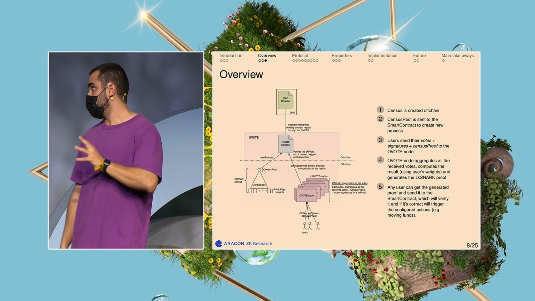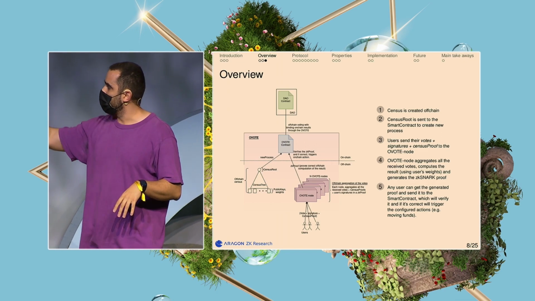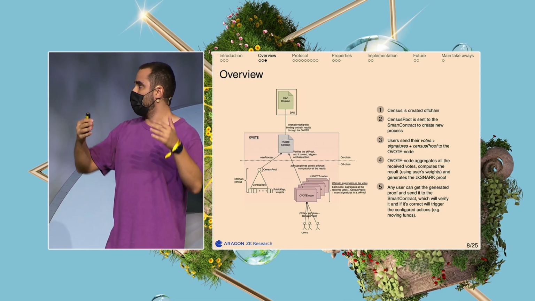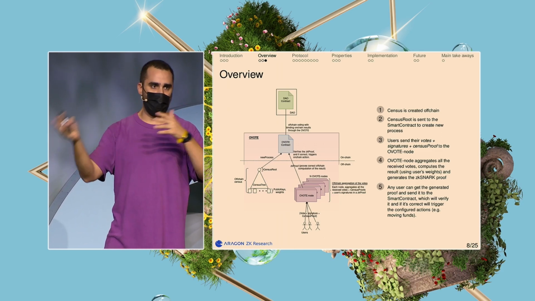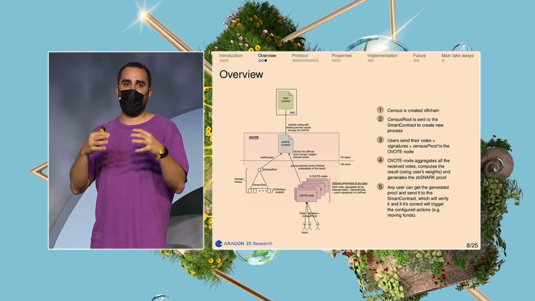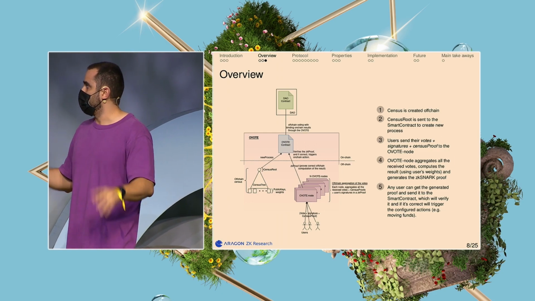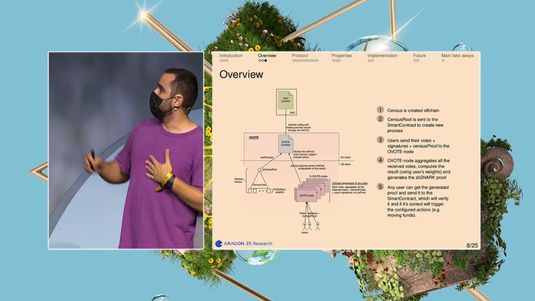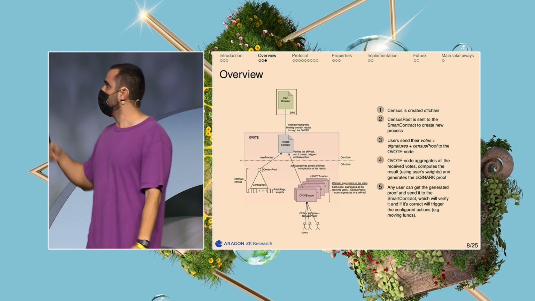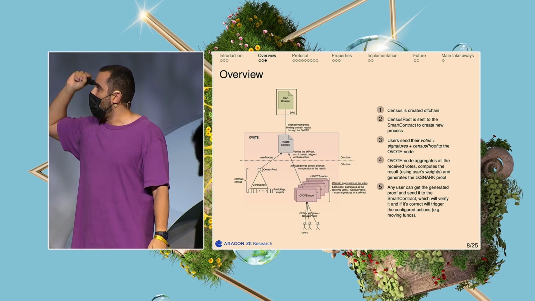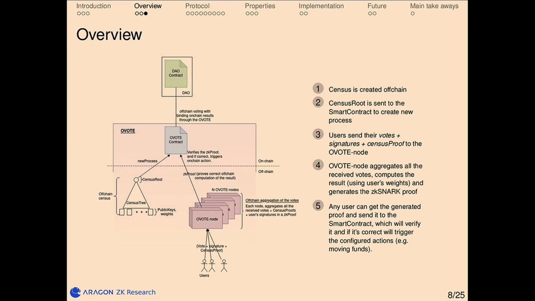So how does it work? On the left, there is this triangle, which represents the census tree. You can understand this as a list of public keys and the weights related to each public key. This is what builds the census in the shape of a Merkle tree, which we call the census tree. This is happening off-chain. Then when you create a new voting process for your DAO, you send the census root to the OVOTE smart contract. You create this process, so people can start sending their votes plus the signature plus the census proof to the OVOTE node.